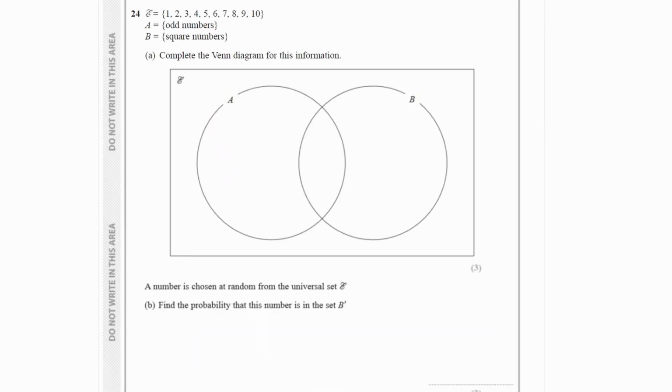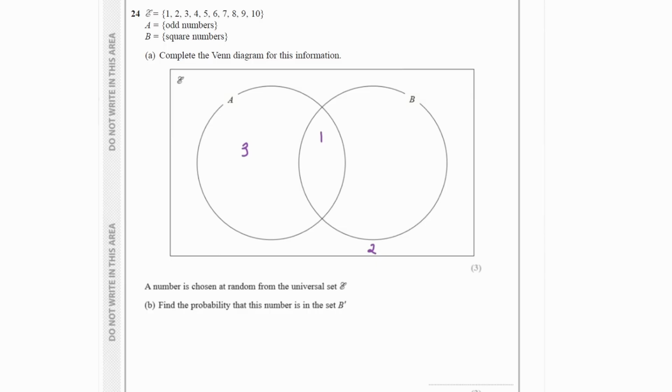Number 24. The universal set consists of 1, 2, 3, 4, 5, 6, 7, 8, 9, 10. Set A consists of odd numbers and set B consists of square numbers. Part A. Complete the Venn diagram for this information. So 1 is an odd number as well as a square number, so we can put it in the middle. 2 is neither odd nor square, so we will put it outside of set A and B. 3 is an odd number, so we put it just in set A.